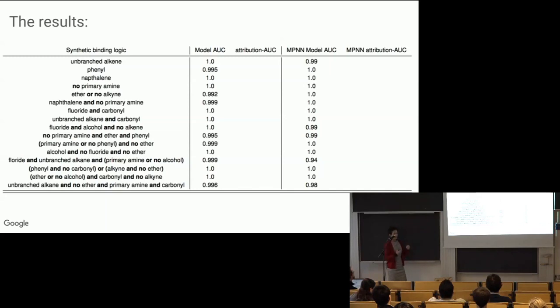These data sets are beautifully clean. There's no noise. It's very simple. Ligand either binds or it doesn't bind. And so the neural networks do really well at this task. They get 1.0 AUC, or very close to it, for every single one of the data sets that we tried. So that's great. We have a whole load of really well-trained neural networks, and we can now examine whether they learnt the correct logic or not.